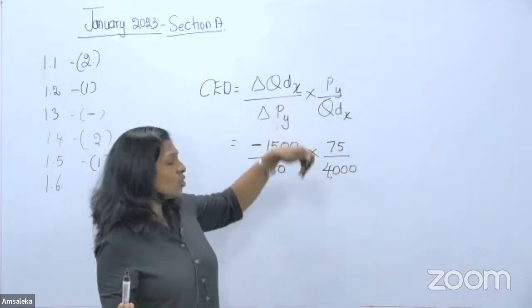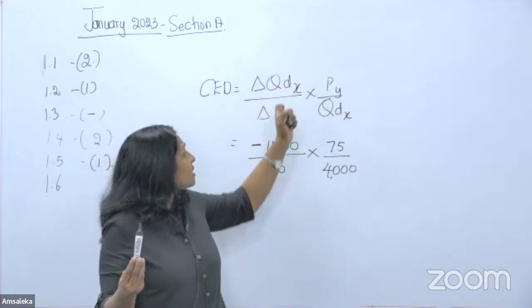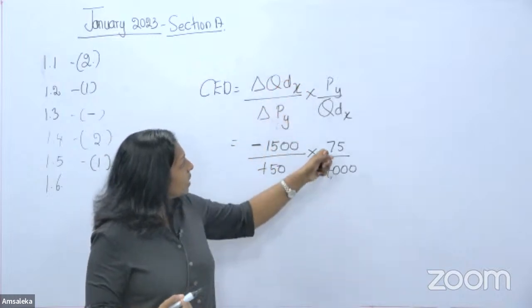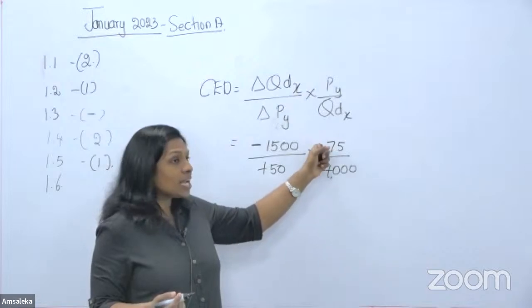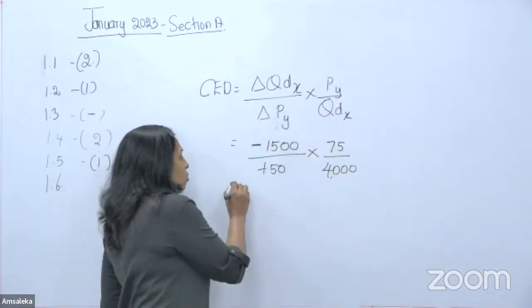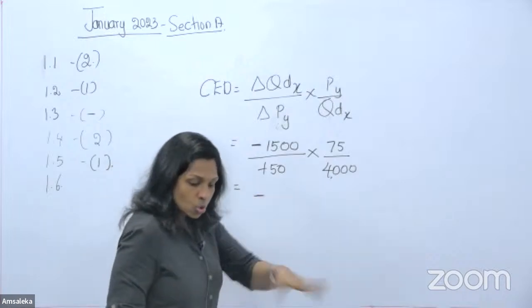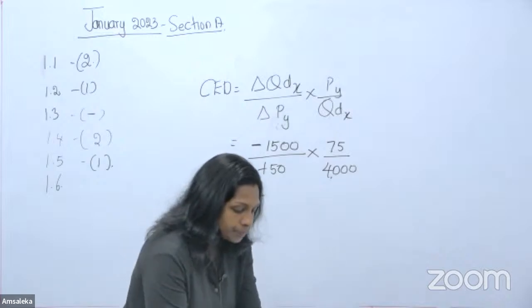The formula we can use as QD, no problem. But when we say demand, it is demand of X and price of Y. So here the price of Y is 75 and at that time the demand is how much? 4,000. So let's find out what the answer is. But anyhow, the answer comes in minus, so all the plus answers we can take out.